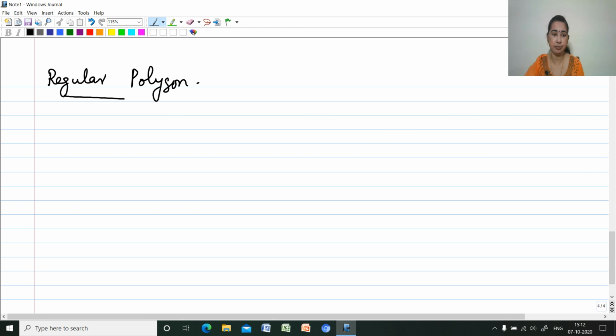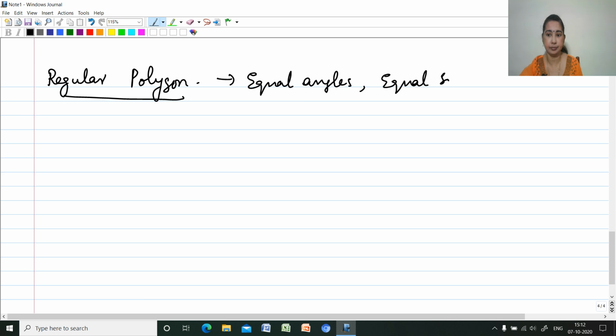Regular polygon means if it has equal angles and equal sides, then we call it a regular polygon. For the triangle, we call it an equilateral triangle. All these three sides should be the same, and all the three angles should be the same. Then we call it a regular polygon. And the smallest regular polygon is the equilateral triangle.